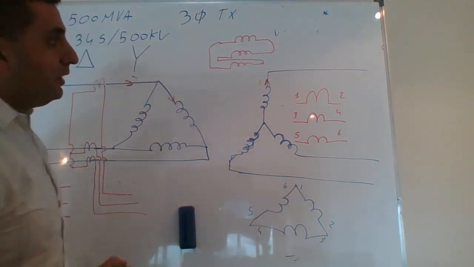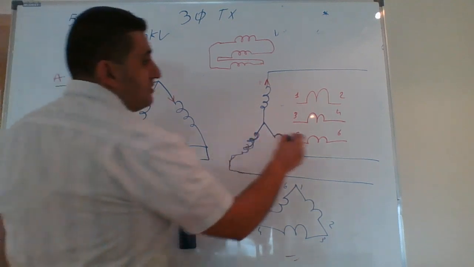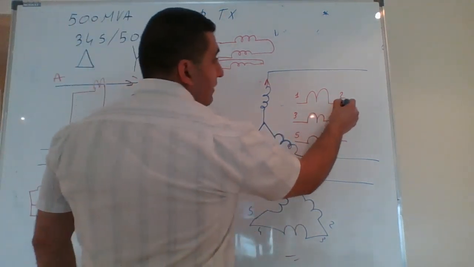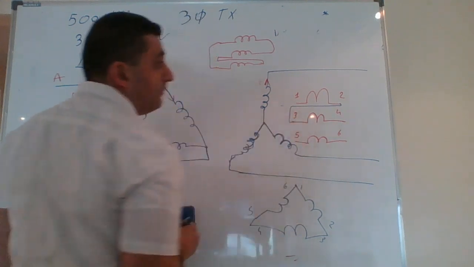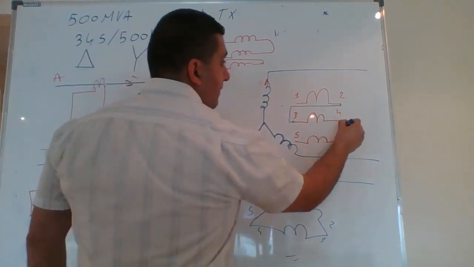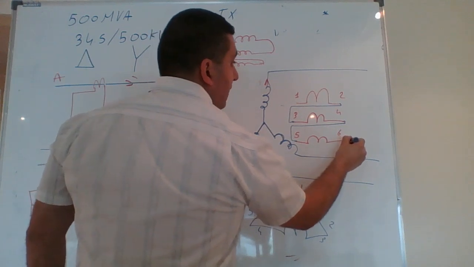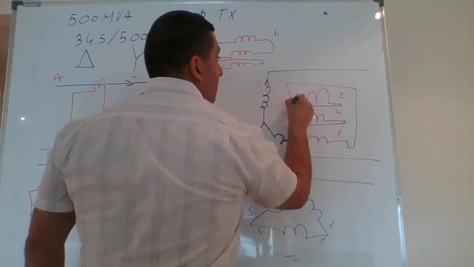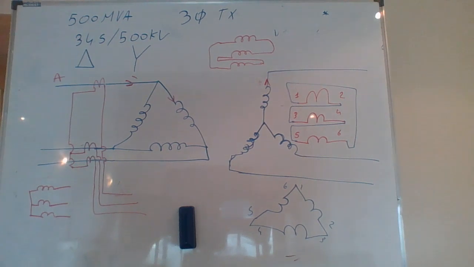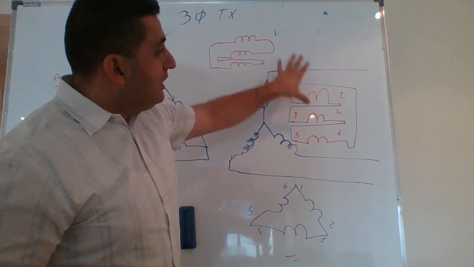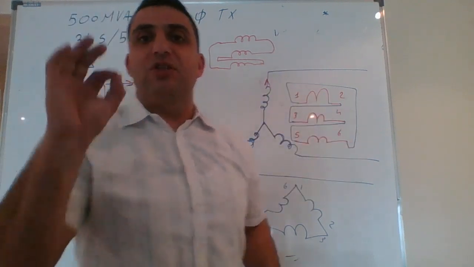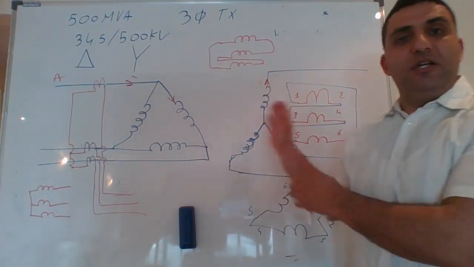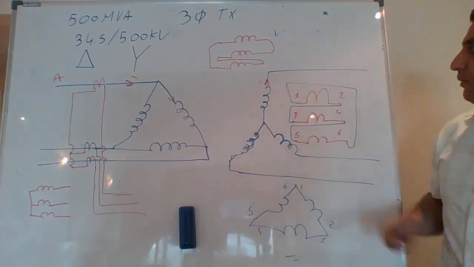Look, I connect 1 to 6, I connect 2 to 3, I connect 4 to 5, and I connect 1 to 6. Is that clear? See how I can connect them? I have to keep in mind the polarity, you know, the dot. Depending on where my dot is in here, I'll take it into consideration, but that's how I connect delta.